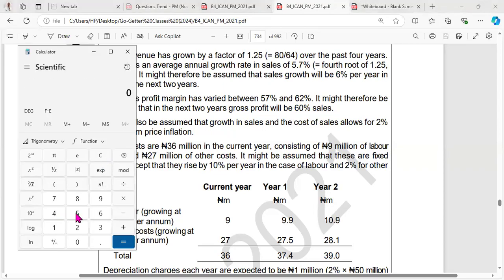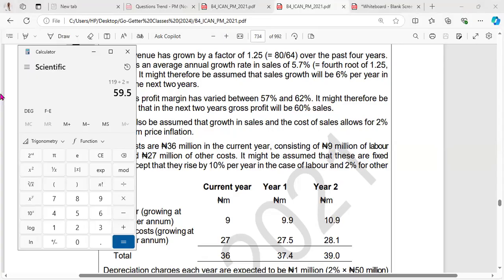Let's say 57 plus 62 divided by 2, we have 59.5. So on average, you can say it will be 60.